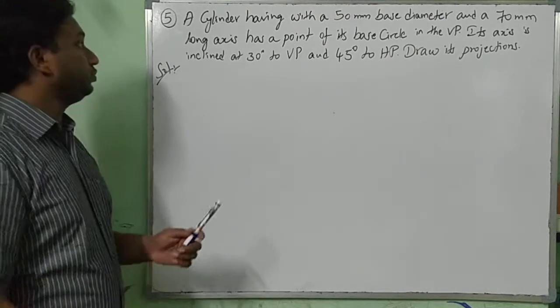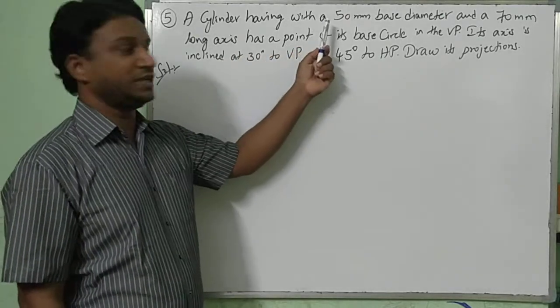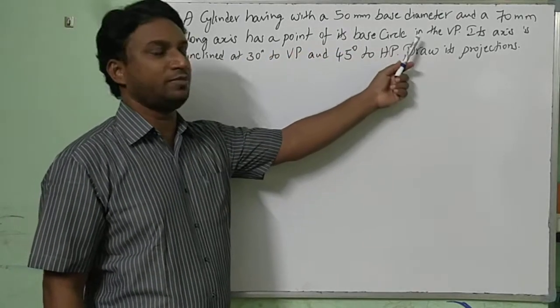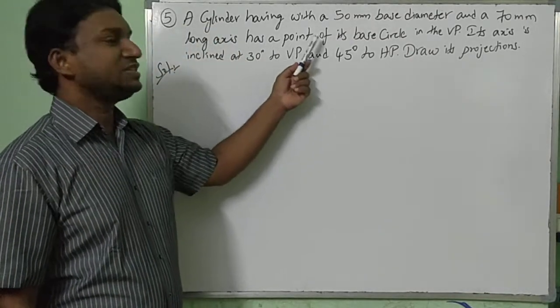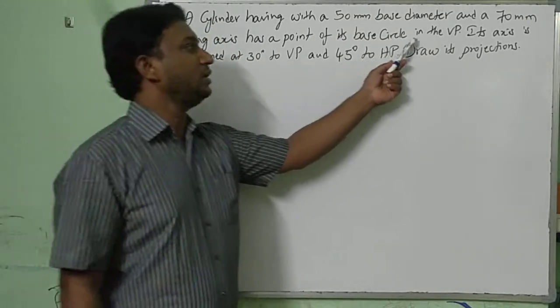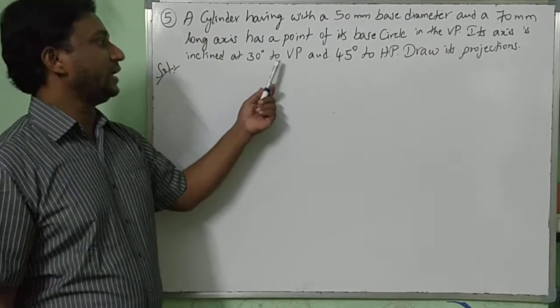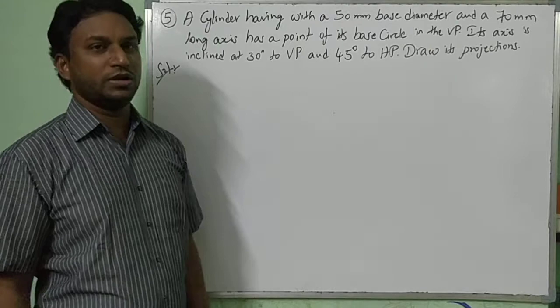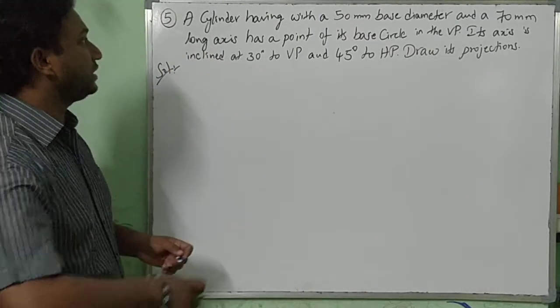exercise number 2. Looking at the question first: a cylinder with a 50 mm base diameter and a 70 mm long axis has a point of its base circle in the VP. Its axis is inclined at 30 degrees to VP and 45 degrees to HP. Draw its projections. Let's understand the question clearly.